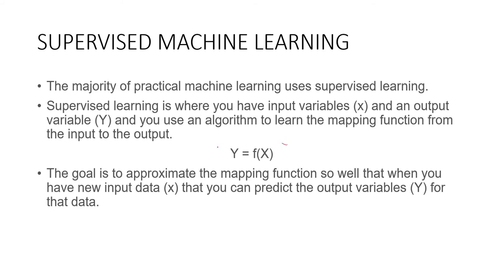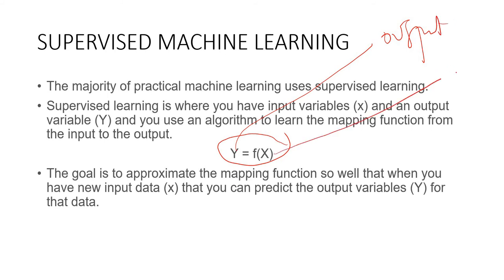So this is y equals f of x. Here y is the output variable and x is the input variable. The output variable is the dependent variable, and the input variable is the independent variable. Input variables we call features in terms of machine learning.